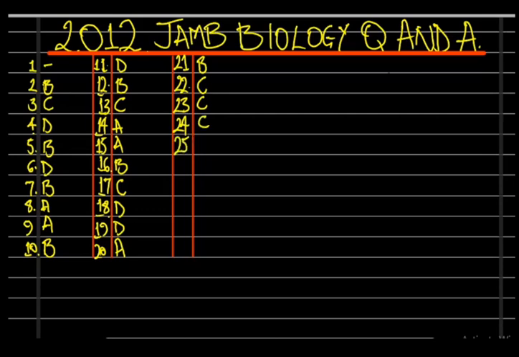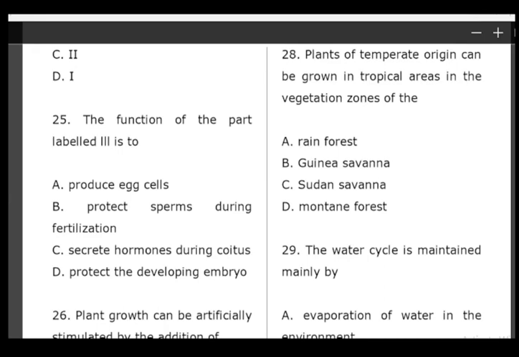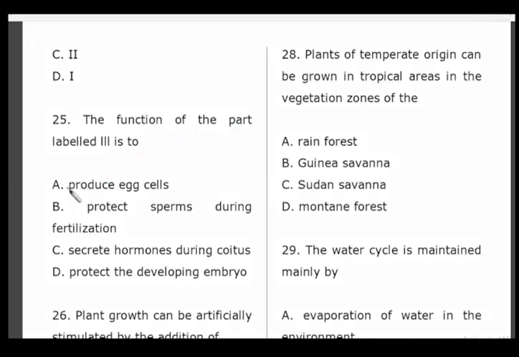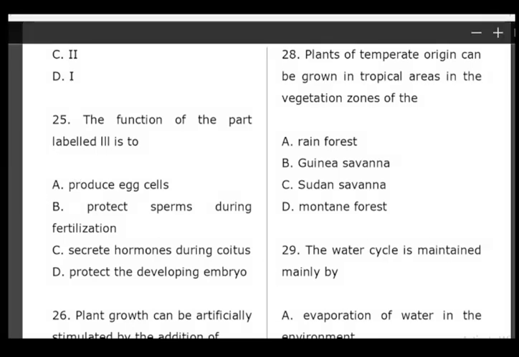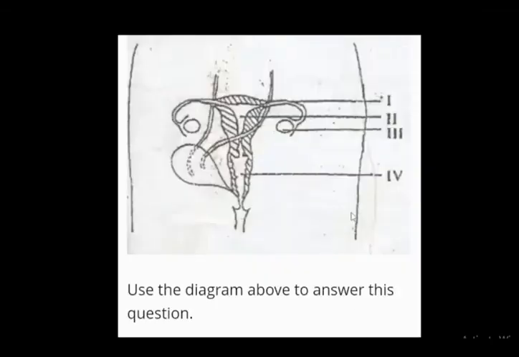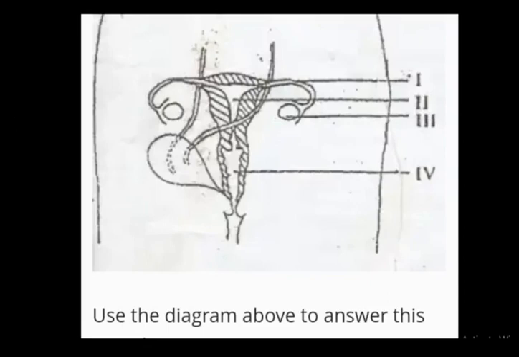And then 25 there says, the function of the part labeled 3 is to A. Produce egg cells, B. Protect sperms during fertilization, C. Secrete hormones during coitus, and then D. Protect the developing embryo. If we look at that diagram again, we will find out that the part that is labeled 3 is this. We can see it here.